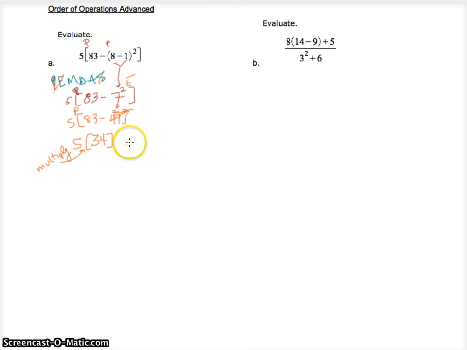So we're going to set up 34 times 5. 4 times 5 is 20. 3 times 5 is 15. Plus 2 is 170. And my answer is 170 for this one. So just remember that a number next to parentheses means multiply.